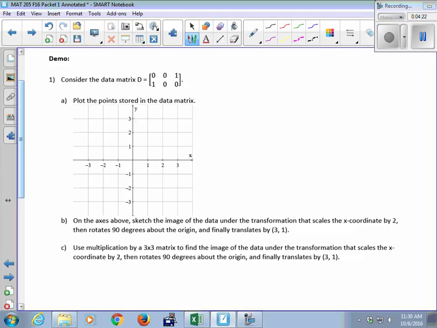All right, so these are all coordinates written vertically. So I'm writing all my data vertically. So (0, 1) is this point, then (0, 0), and (1, 0). So I have this triangle.